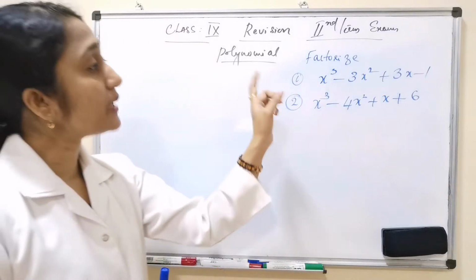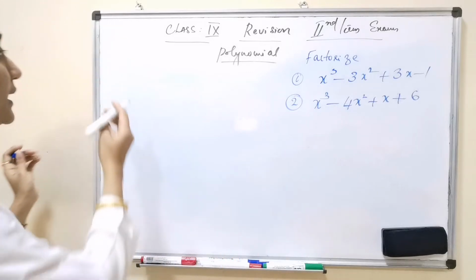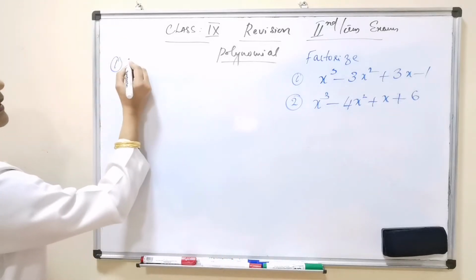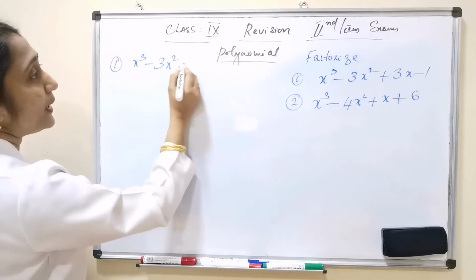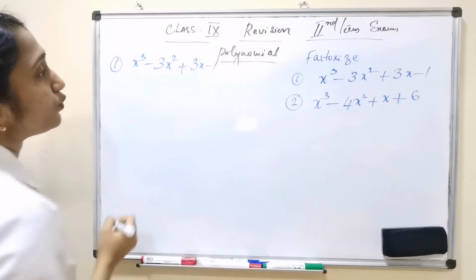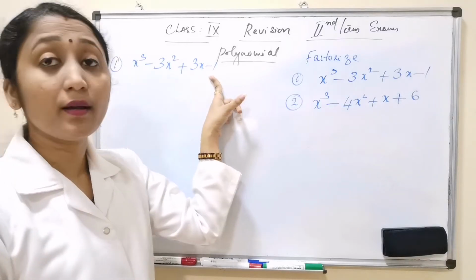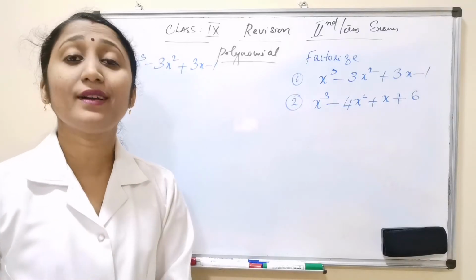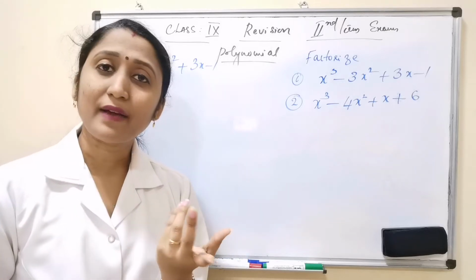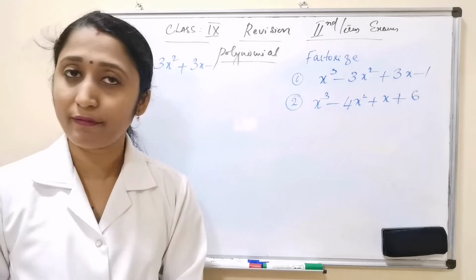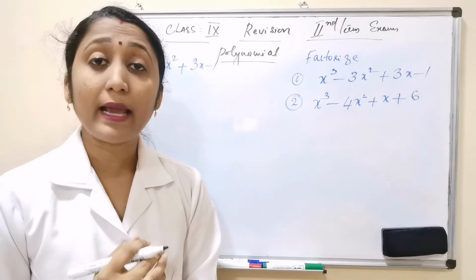The first question is x cube minus 3x square plus 3x minus 1. That is the first question. So first of all, what is the constant term here? Minus 1. So first of all, we have to find the factors of 1. What are the factors? It is very easy, only one factor. So first of all, we use the trial and error method.